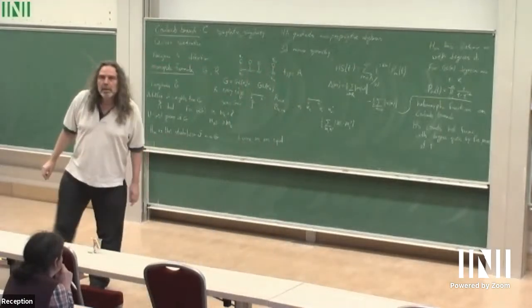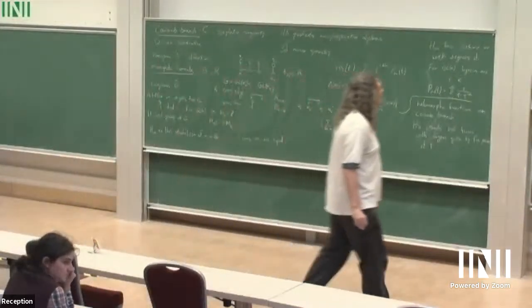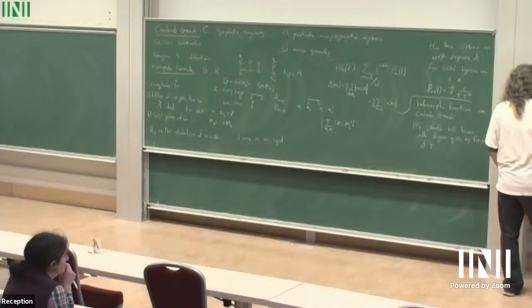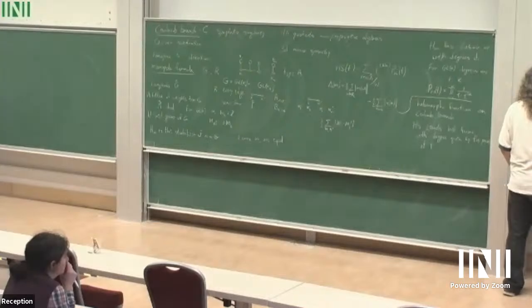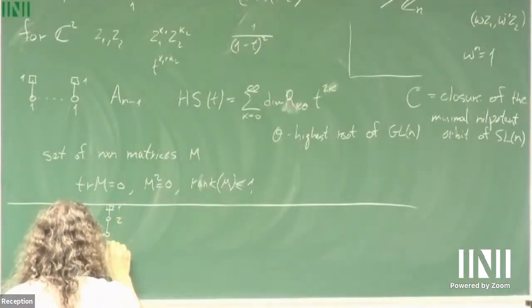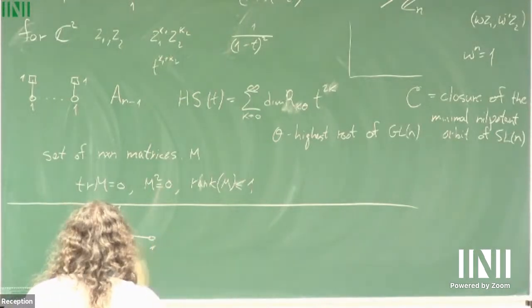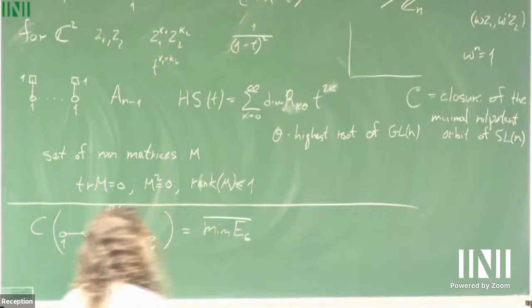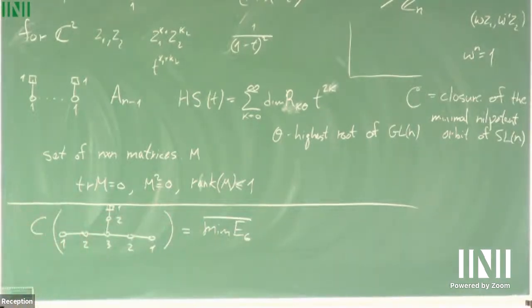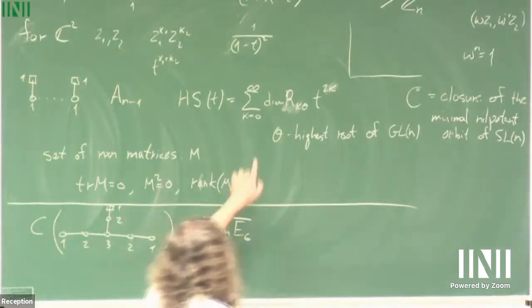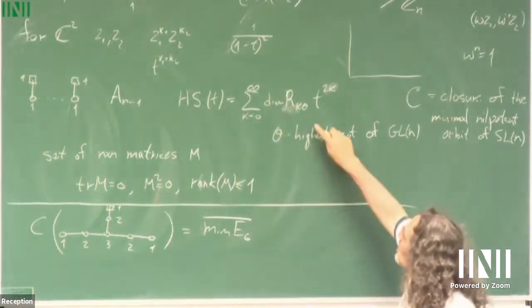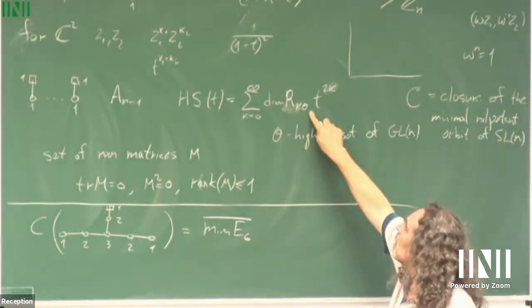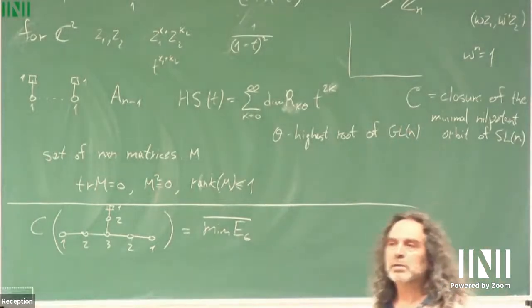Perhaps next thing, yeah. Can you write down the quiver for the closure of the minimal nilpotent orbit of E6? Yeah. I can compute the Hilbert series with the data that I gave over here. Actually, it is exactly the same formula, except that theta would be the highest root of E6.